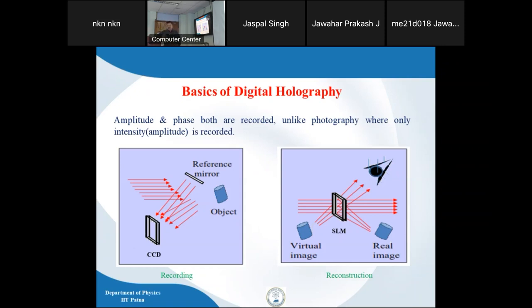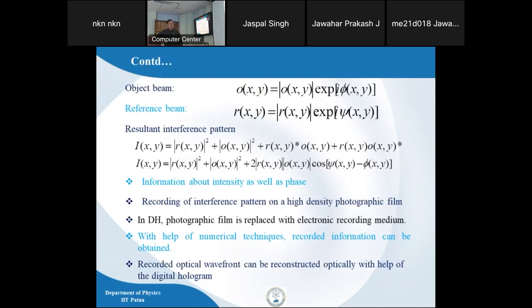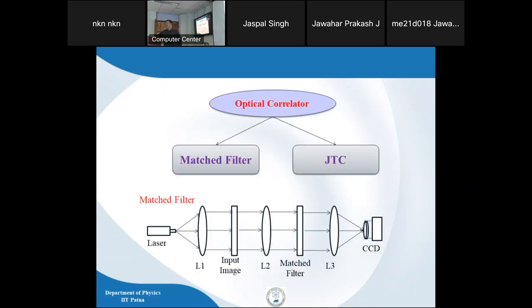So this is about the basics of digital holography. I do not need to talk about this, so skip this part; you have been listening for the last 4 days. This is the 5th day today. For optical correlation, we have two schemes, the matched filter and the joint transform correlator. So what is the matched filter? Suppose you have a function f(x); you take its Fourier transform and take the conjugate of that Fourier transform. If I take f(x), a one-dimensional function, I denote its Fourier transform as capital F(omega). The conjugate of capital F(omega) is called the matched filter.